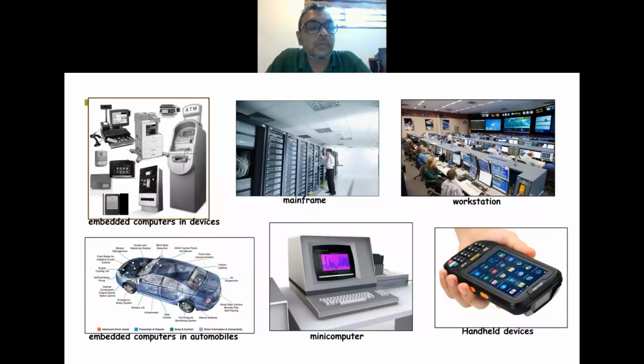Yesterday we looked at several types of computer systems available in the market. You have embedded computers, workstations, minicomputers, embedded computers in your car, handheld devices, mainframes, and mobile phones. These are all considered computer devices or computer systems. What makes them different from one another is how the operating system works in each of these devices.